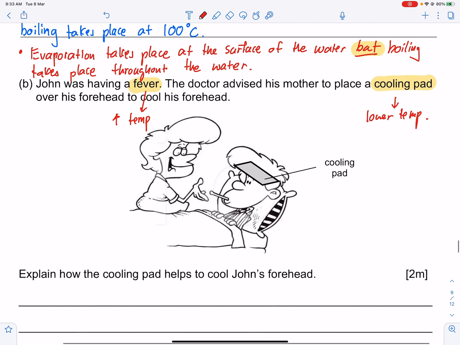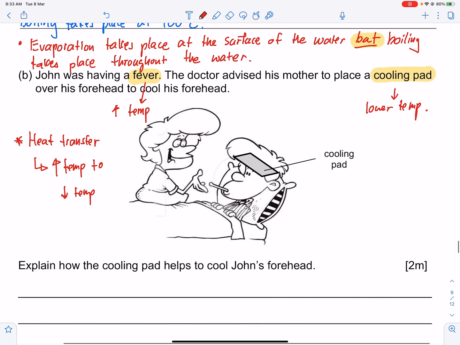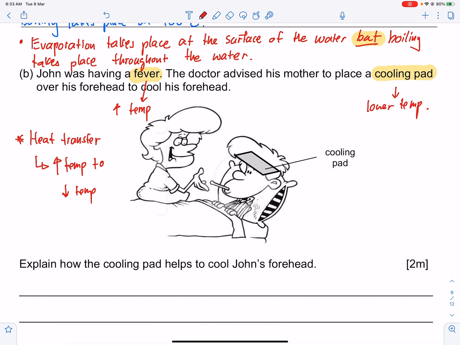So when I'm answering this question, I would like to ask myself, what is this topic? This topic is actually on heat, and the concept that they are testing you would be heat transfer. So straight away, you should recall that for heat transfer, heat always travels from a region of higher temperature to a region of lower temperature. Right? So with that in mind, we can then answer the next question.